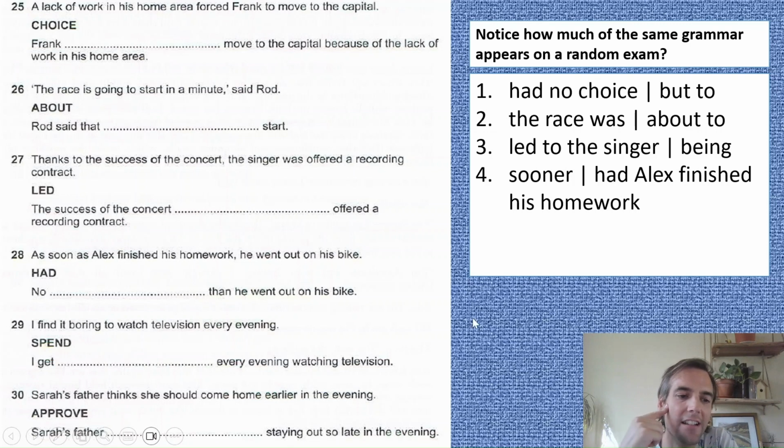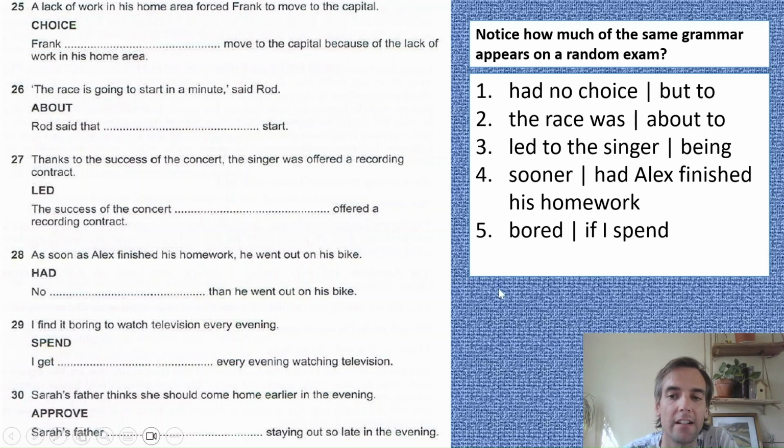29, this one isn't anything. This one's quite an easy question for C1, but if it is boring, it produces a feeling of boredom, then I get bored. And I get bored if I spend, I guess they're testing that, spend an evening watching television. But I think that one's quite an easy one.